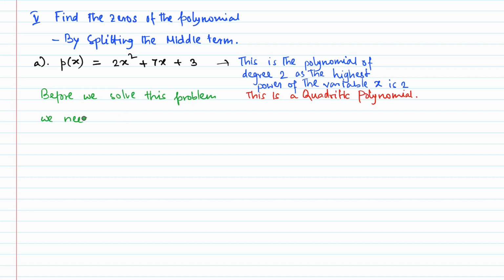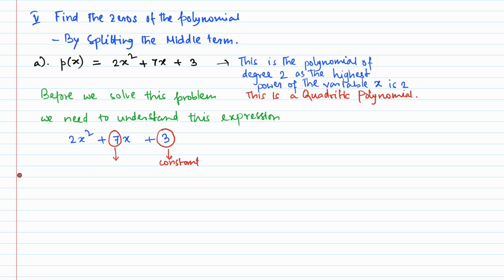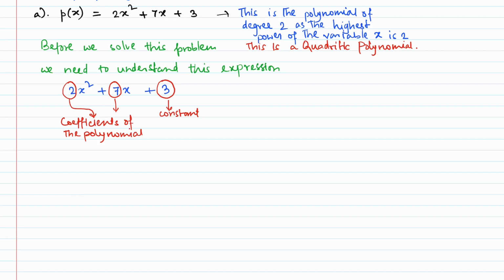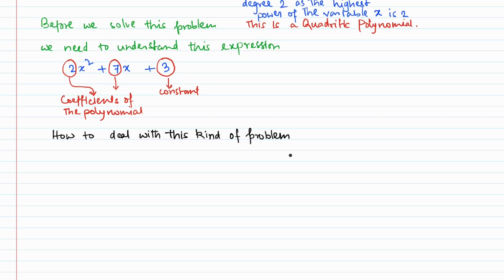Before we solve this problem, we need to understand this expression and how to split the middle term. So now 3 is a constant, 7 is a coefficient, 2 is also a coefficient. So another coefficient is coming. In the previous problem there was only one coefficient, but in this kind of problem there are two coefficients. So the nature is a little bit different. So how to deal with this kind of problem? Let's see.